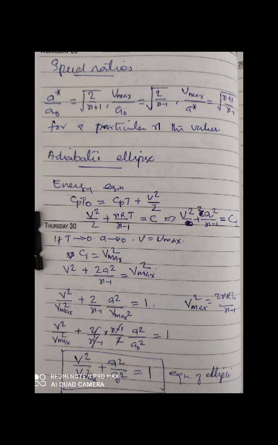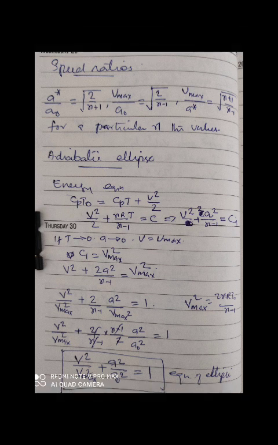So we can write V square by 2 plus gamma RT by gamma minus 1, since Cp is equal to gamma R by gamma minus 1. So gamma RT by gamma minus 1 is equal to a constant, which gives V square plus 2 A square by gamma minus 1 is a constant. And we apply a condition: if T is equal to 0, that is temperature is equal to 0, A is equal to 0, then V, the velocity, is maximum.